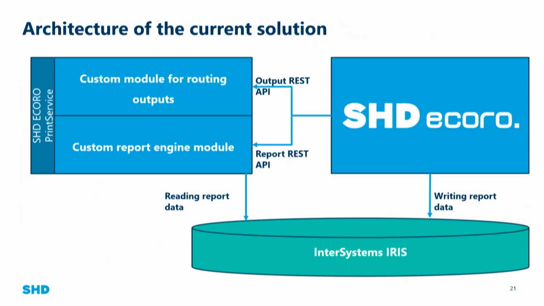In a more detailed view, you can see here how the different components work together. You can see the InterSystems Iris data platform. You can see our custom report engine module. You can see our custom module for routing outputs, such as SMS and fax, as well, in the furniture industry, and our print service. And here, for example, the ERP system SHD Eco. And the same we have for MHS.